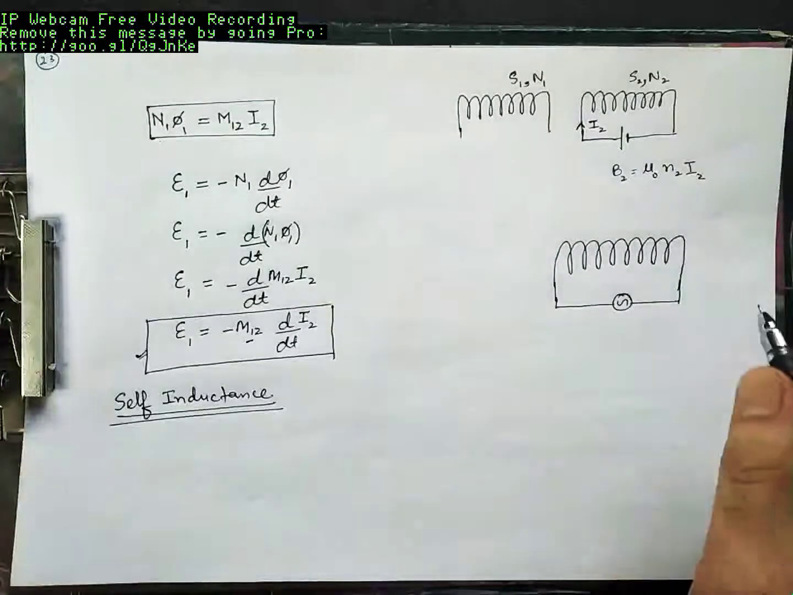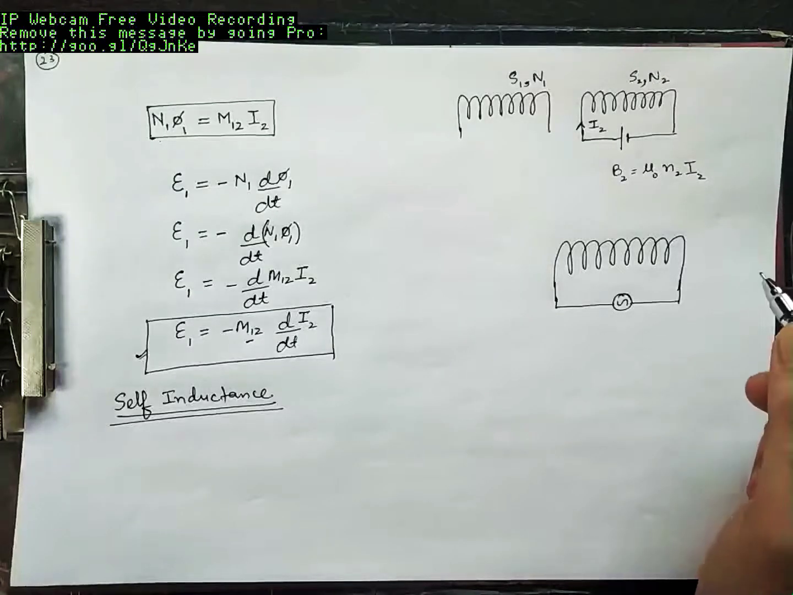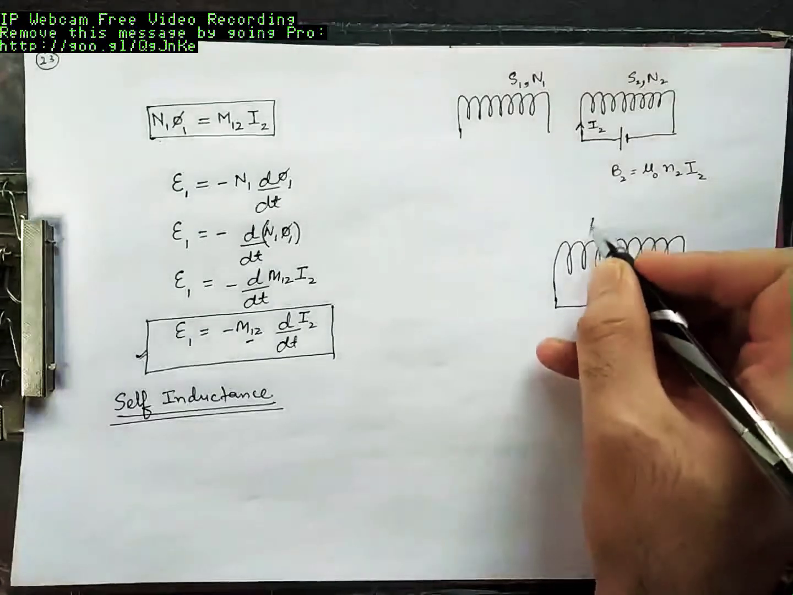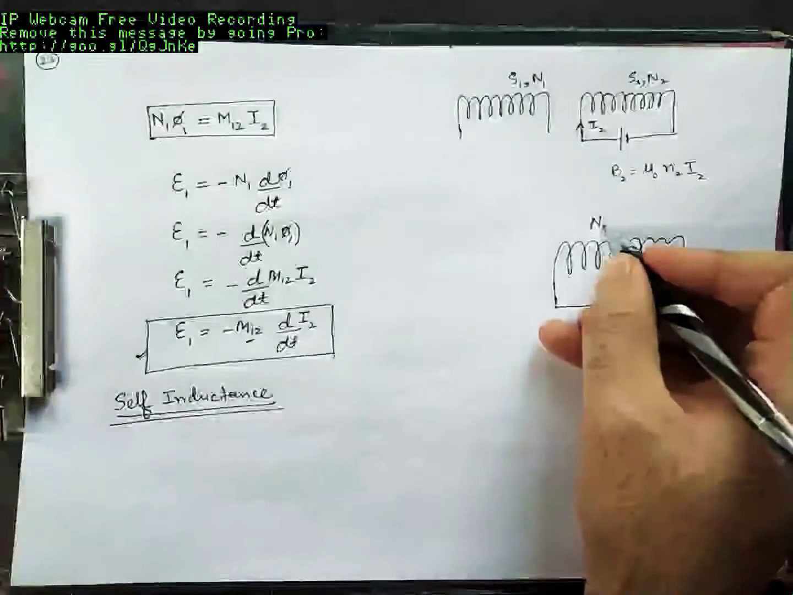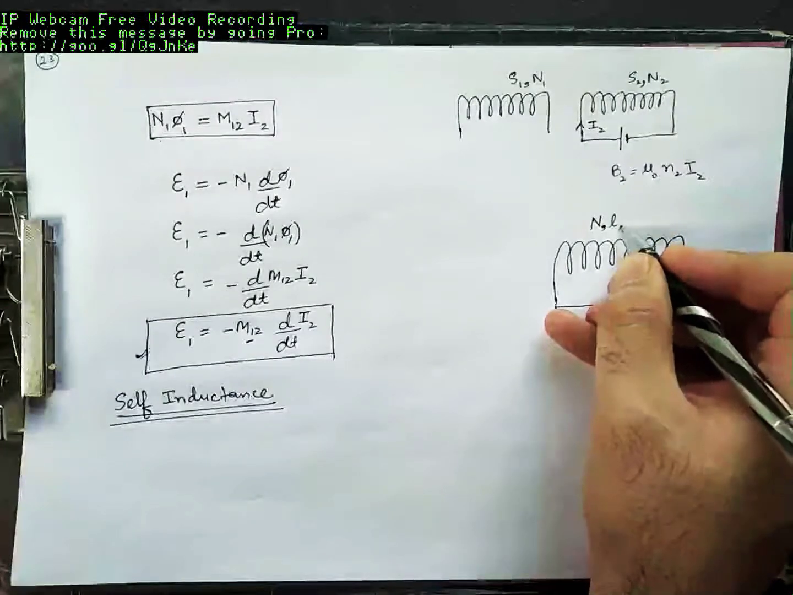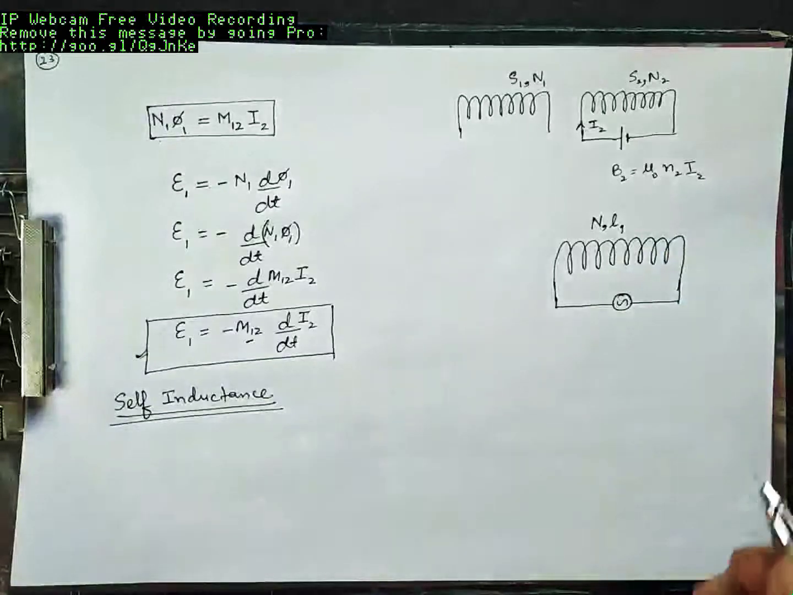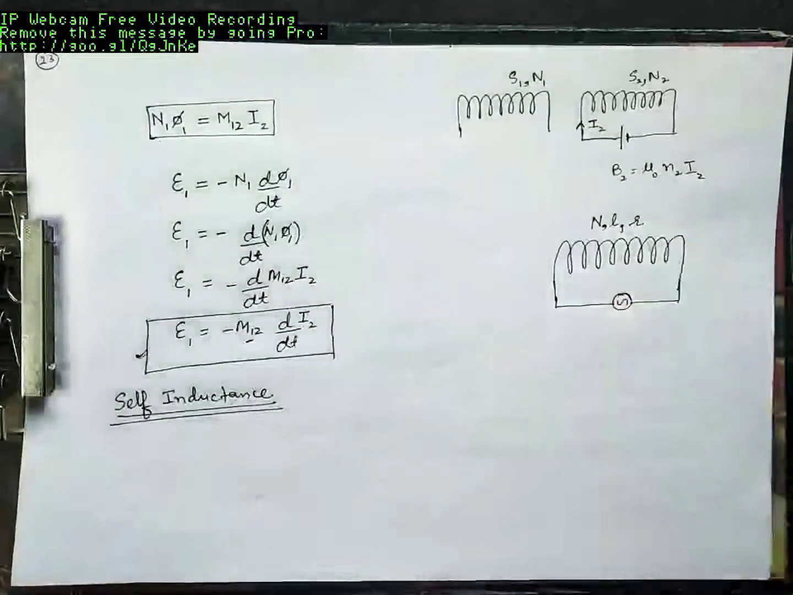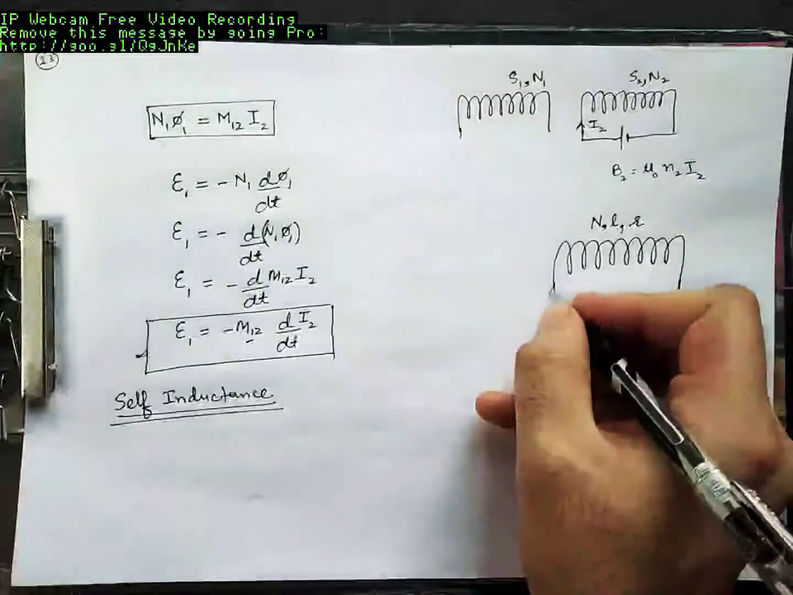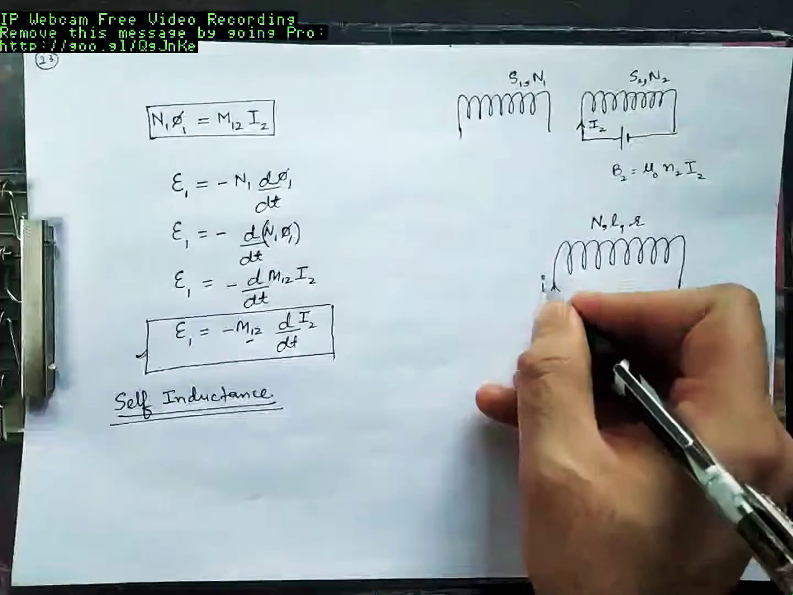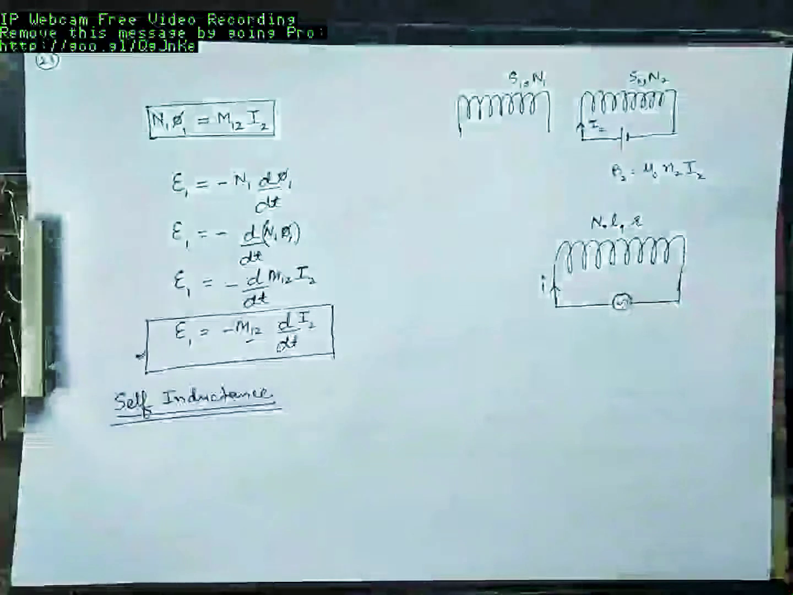You have a solenoid with N number of turns. L is the length of the solenoid. Small r is the radius of the solenoid. Right? A current I is flowing through this solenoid.